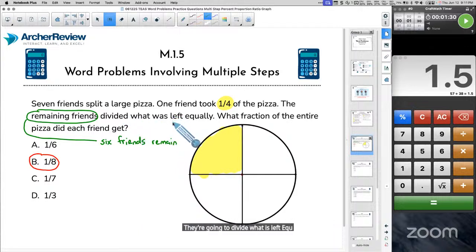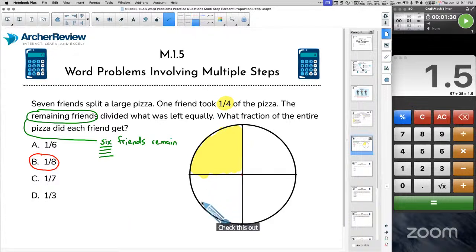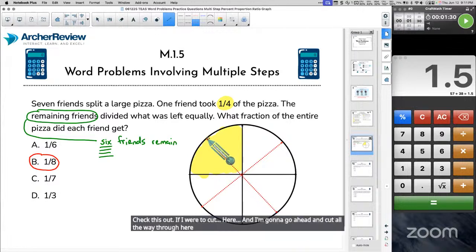Now, y'all look at this. Look at what we have left here. That yellow slice is gone. So what we have are these three big slices, but we want to take these three big slices and divide it equally amongst six people. Check this out. If I were to cut here, and I'm going to go ahead and cut all the way through here, you'll see why in a second.